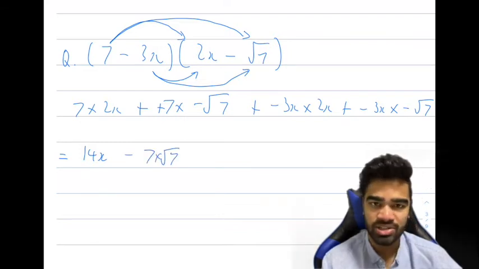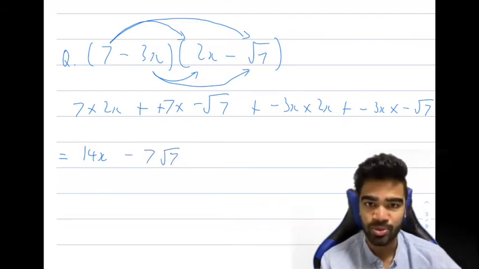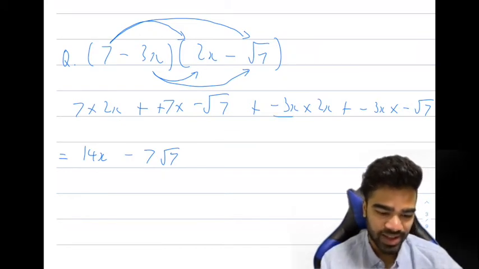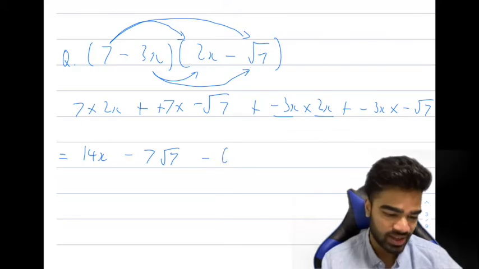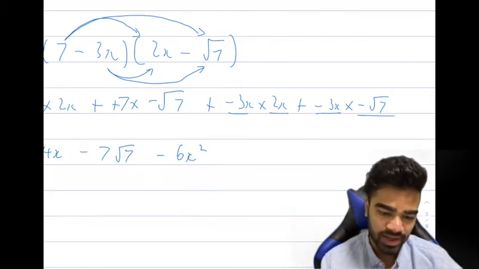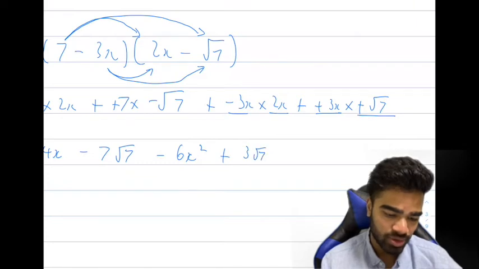So this is an imaginary multiplication sign. You don't have to put it there. Plus, is it plus? No, it's not plus, because negative 3x times 2x is actually negative 6x squared. All right, and then you have negative 3x times negative root 7. Negatives cancel out to make positive, so you're going to have plus 3 root 7x.